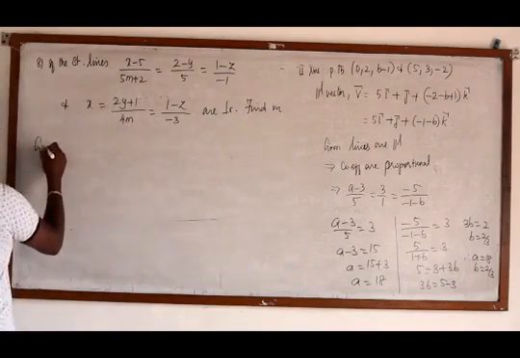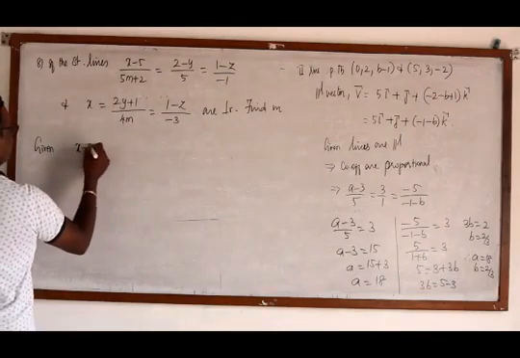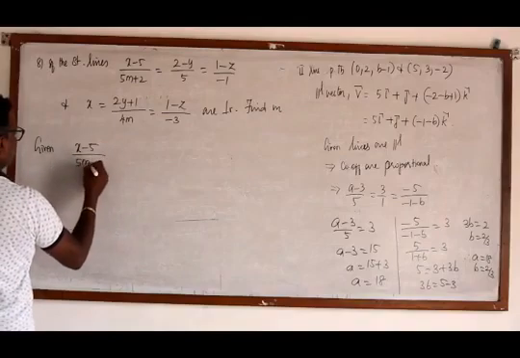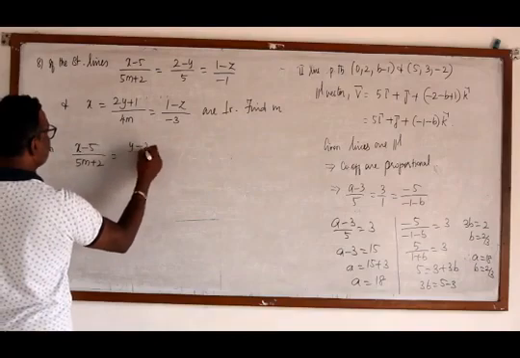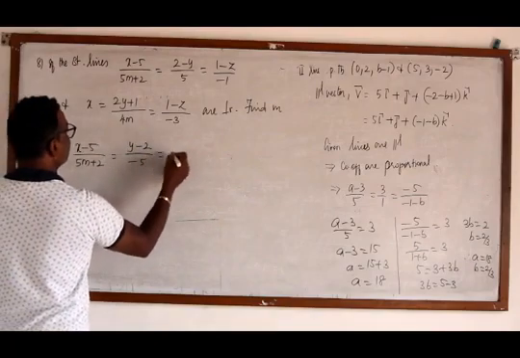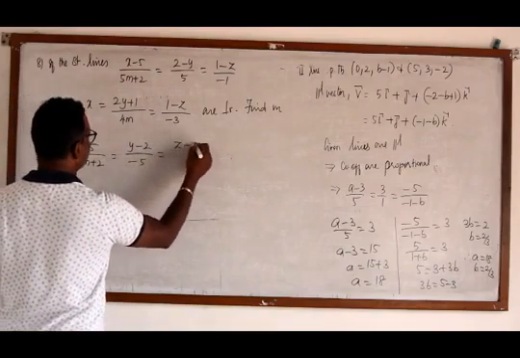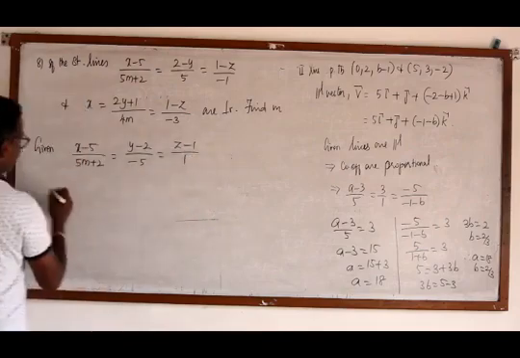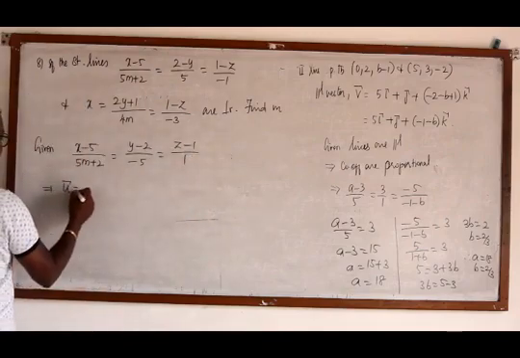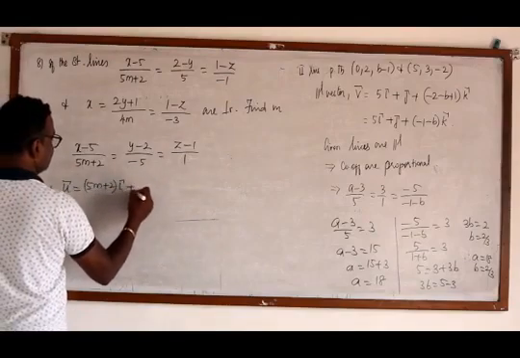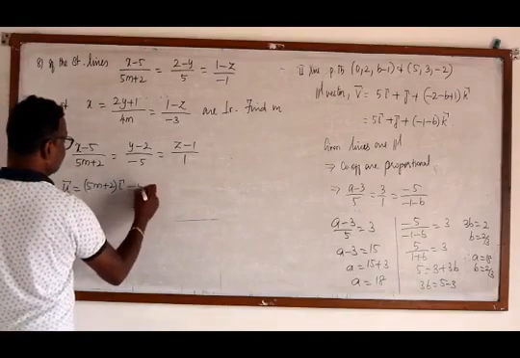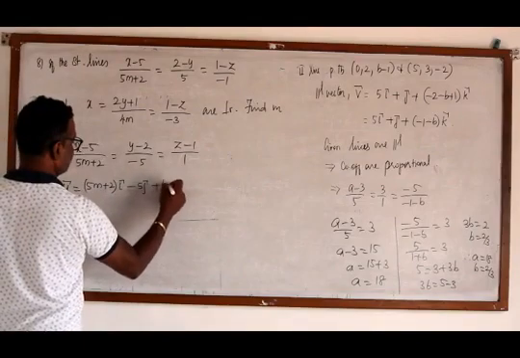Given (x minus 5) by (5m plus 2) equal to, if I remove the minus sign, (y minus 2) by minus 5 equal to (z minus 1) by plus 1. Then in that case, u vector is (5m plus 2) i minus 5j plus k.